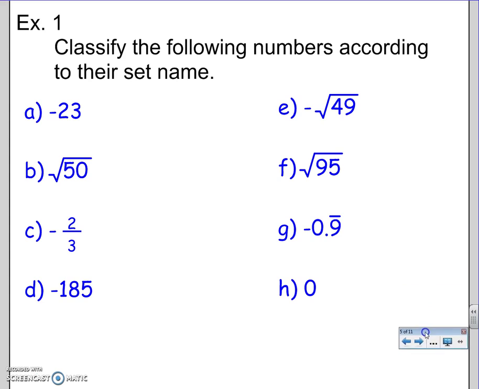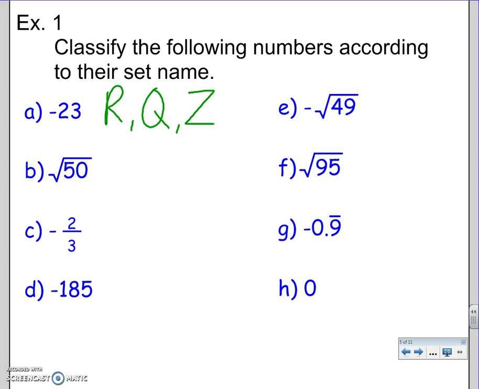So some examples, A is negative 23. First, my freebie, everything is real, R. Then my second requirement is Q or I. Well, this number does not go on forever, it stops, so it's Q. Then I think about the Z, W, N. Is this a complete number? Yeah, it is. So it's Z.